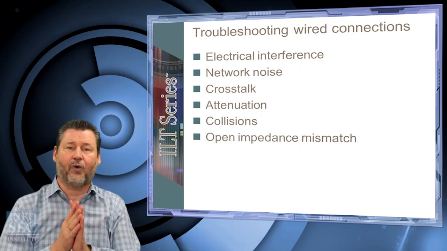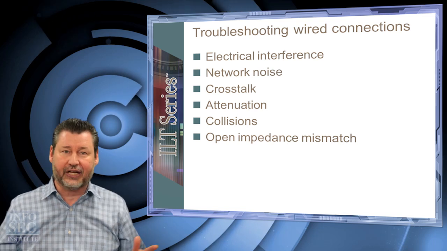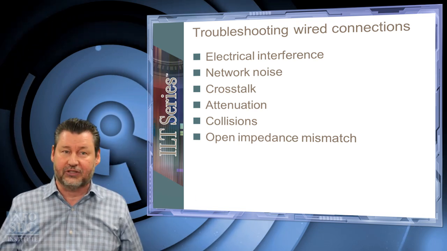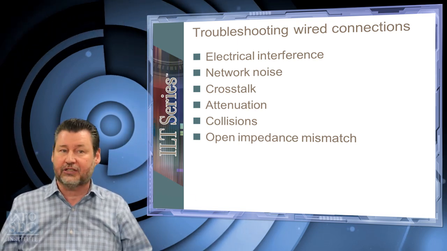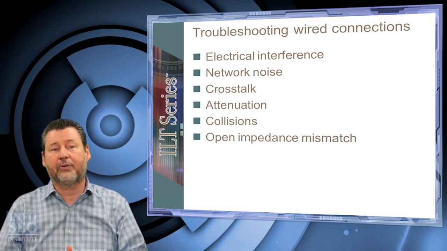So troubleshooting those wired connections. You want to look for electrical interference. Don't run network cables over electrical cables. They will interfere with each other. They'll cause interference. Your network may not be stable. Network noise will come about.